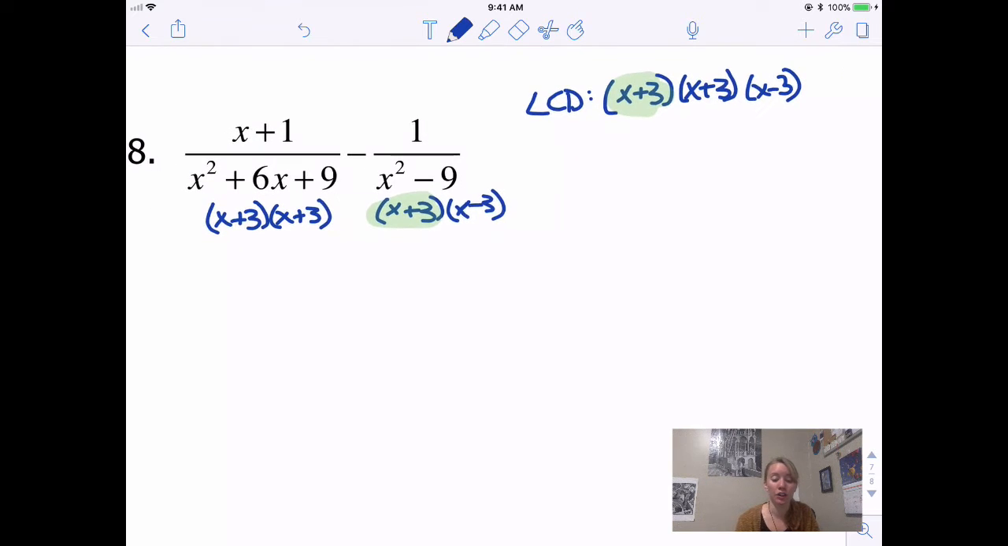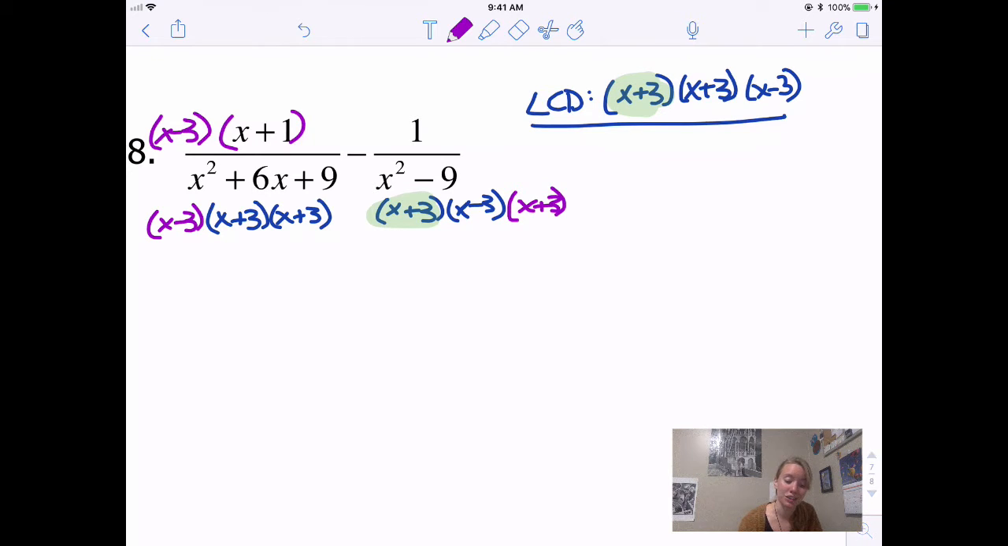Okay, so then I look back. This is my LCD. I've got to include everything from the LCD in both fractions. So I have x plus 3, I'm missing x minus 3, so I multiply top and bottom by x minus 3. The second one, I am missing another x plus 3 because my LCD has 2 of them. And don't forget when you are simplifying that you've got a minus in the middle.